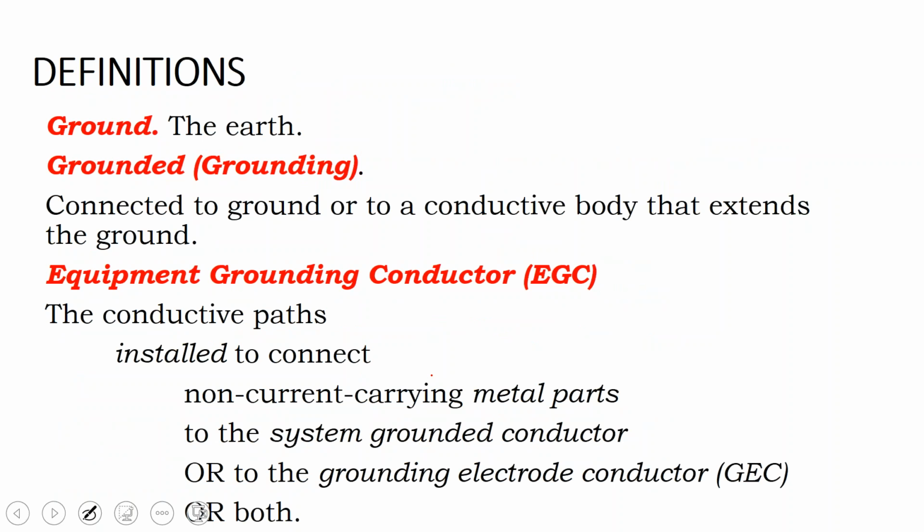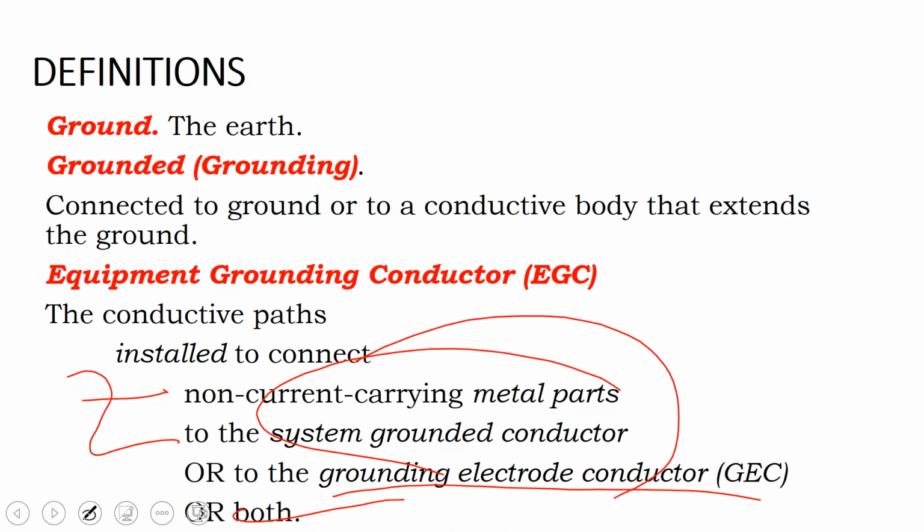Okay, so we need some definitions. The ground is the earth, grounding, connected to ground, or a conductive body that extends into the ground. And then you have the equipment grounding conductor: the conductive path installed to connect non-current carrying parts to the system grounded conductor or to the grounding electrode conductor, or both. So the EGC is the path to ground that connects all your metal parts, or the system grounded conductor, which we really don't know what that is yet, or the grounding electrode conductor to ground, or both.